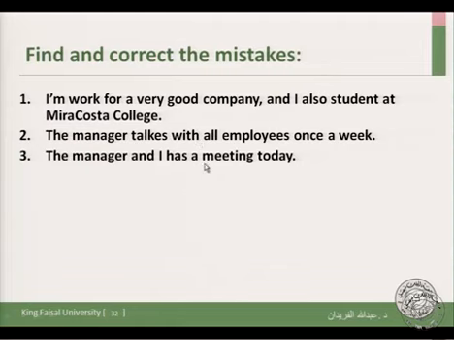The manager and I has a meeting today. This one is very tricky. Why? Because it looks like we are talking about the manager. The manager is one person. But let's continue the sentence. The manager and I. So is it one person? No. It is two persons. Yes, two persons in the sentence. So we should not use has. We should use have. So the mistake here is has. The manager and I have a meeting today.